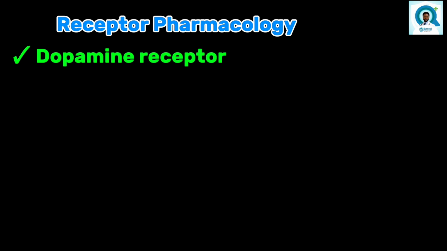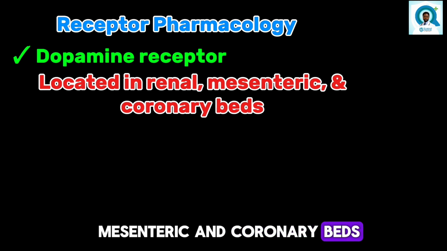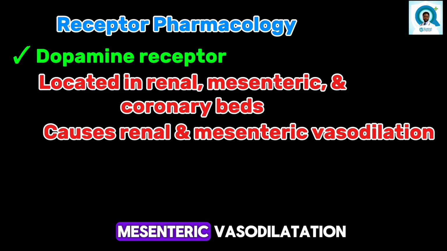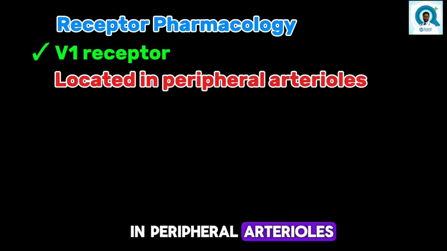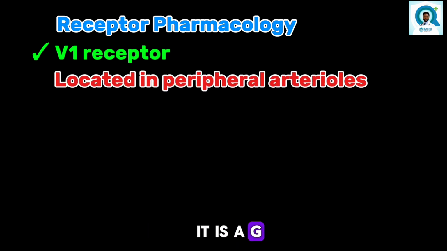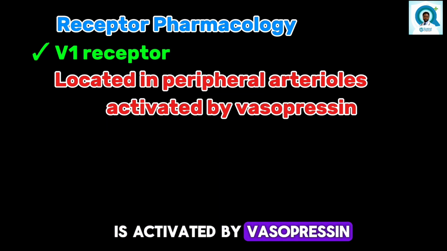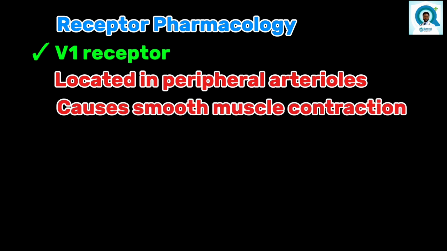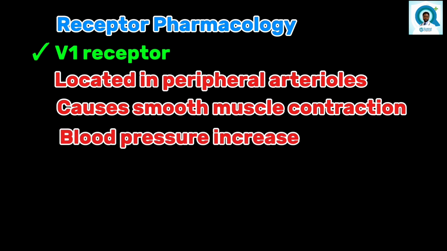Dopamine receptors, located in renal, mesenteric, and coronary beds, cause renal and mesenteric vasodilatation. The V1 receptor is located primarily in peripheral arterioles. It is a G protein coupled receptor that is activated by vasopressin, primarily responsible for mediating vascular smooth muscle contraction, causing vasoconstriction and increasing blood pressure.